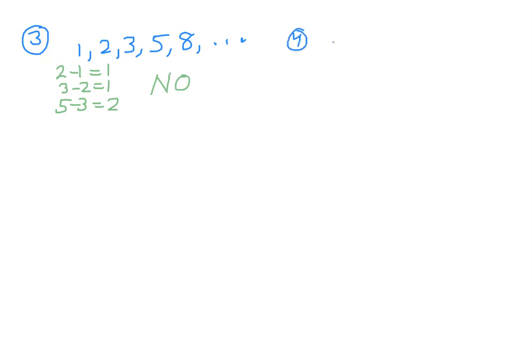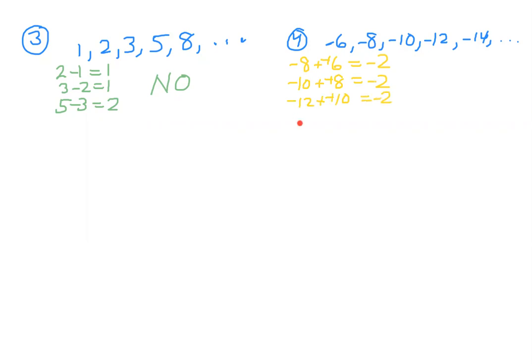Number 4, negative 6, negative 8, negative 10, negative 12, negative 14. Is it arithmetic? Negative 8 minus negative 6 is negative 2. Negative 10 minus negative 8 is negative 2. Negative 12 minus negative 10 is negative 2. And negative 14 minus negative 12 is negative 2. So yes, it is arithmetic, and D equals negative 2.